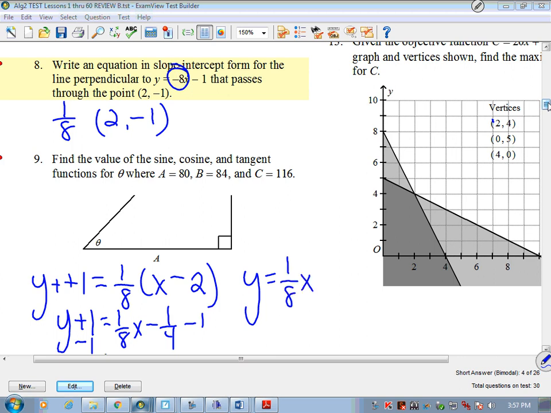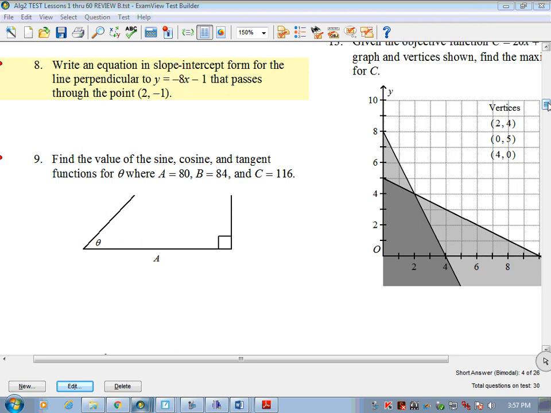And whenever we're subtracting 1, what we're really subtracting is 4 over 4. So negative 1 minus 4 is negative 5 over 4. Negative 5/4. We'll check our answer key here. y equals 1/8 x minus 5/4. That's our work and our answer.